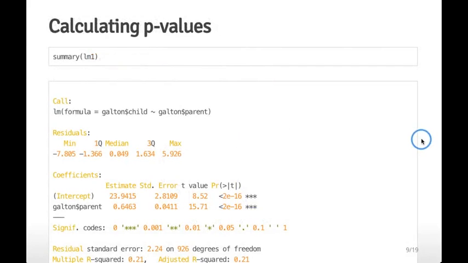So how do we calculate these p-values in R? Again, we have this LM1 object, the linear model that I used relating the child's height to the parent's height. Remember, R always calculates an intercept term plus a slope term for all of the variables you put on the right side of the tilde. Here I've got the intercept term and the parent's height slope term, and I also get its standard error.